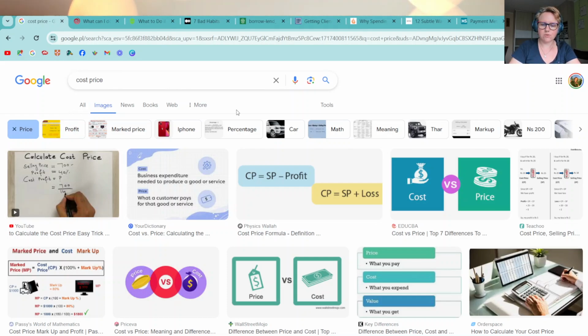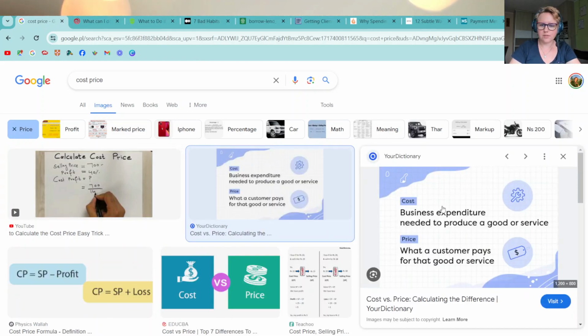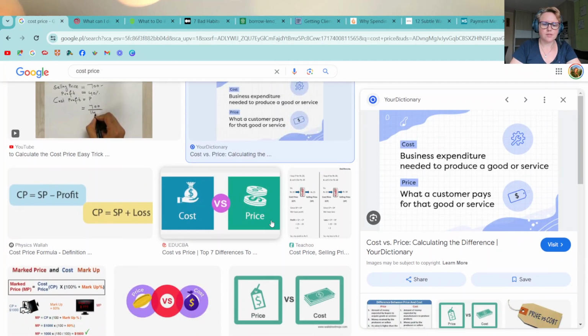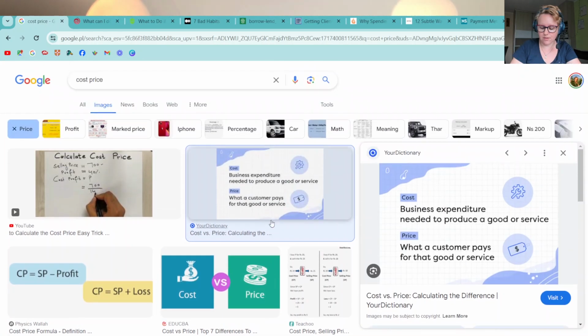But the costs can also be, in your business when you have your own company, things that you spend money on are your costs. I think those definitions are good. Cost, business expenditure needed to produce a goods or service. Price, what a customer pays for that goods or service. So that's the difference between cost and price, right? Cost is something that you as a business owner have to pay. Price is what the customer pays. So that's just by the way here.